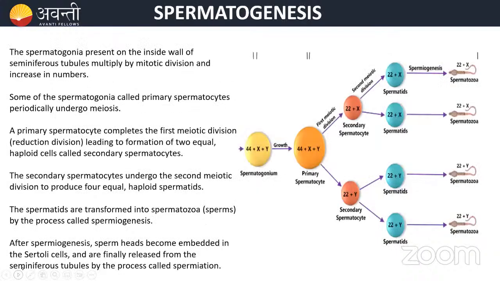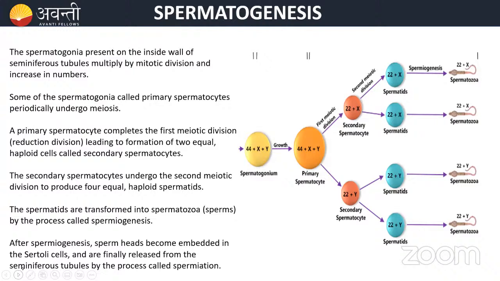Next, we are going to discuss gametogenesis, and first we are going to discuss spermatogenesis. As the name suggests, spermato, and genesis means formation. So spermatogenesis means the formation of sperm. I told you that sperm formation takes place in the seminiferous tubule. In the seminiferous tubule, there are two types of cells present, germ cells and Sertoli cells. Germ cells are the ones which are going to give rise to the sperm. The main function of the Sertoli cell is to provide nourishment to the developing sperm.